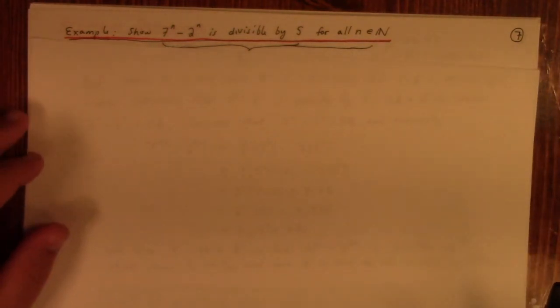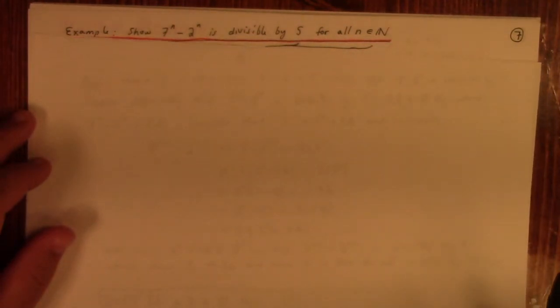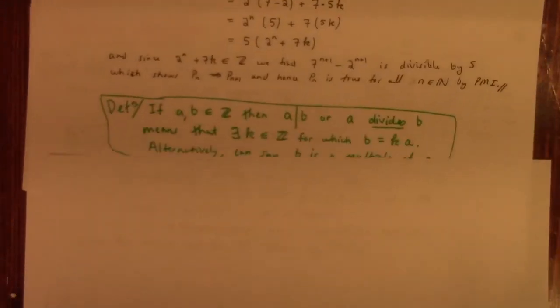Another example. We're supposed to show here that 7 to the n minus 2 to the n is divisible by 5 for all natural numbers n. So divisible by, let me just skip to the bottom of this page for a second, to make sure we know what that means.